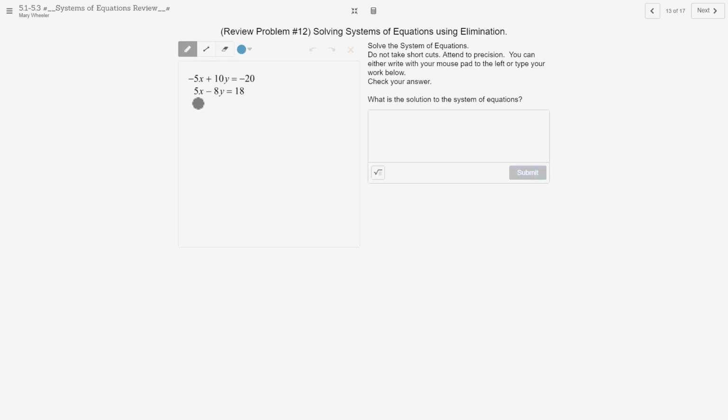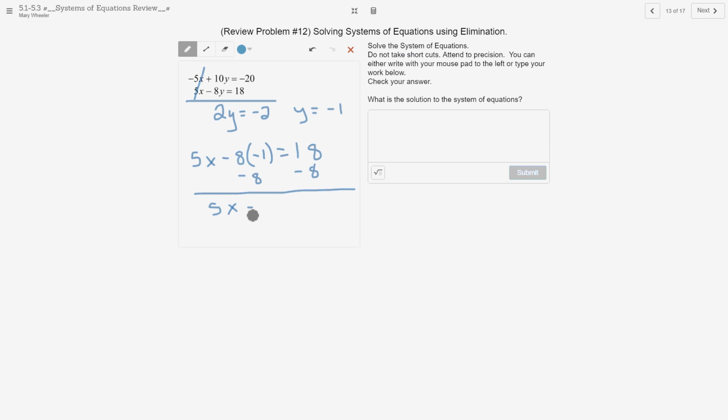On this one, I'm going to use elimination because my variables are lined up over each other, and I already have opposite coefficients. Those are going to cancel. 10 plus negative 8 is 2y, negative 2. My y is going to be negative 1. So now I need to know x. It doesn't matter which equation I plug it back into. 5x minus 8 times negative 1 equals 18. That's going to be positive 8 there, so I'm going to subtract 8. And I get 5x equals 10. X is going to equal 2. So my ordered pair, 2, negative 1.